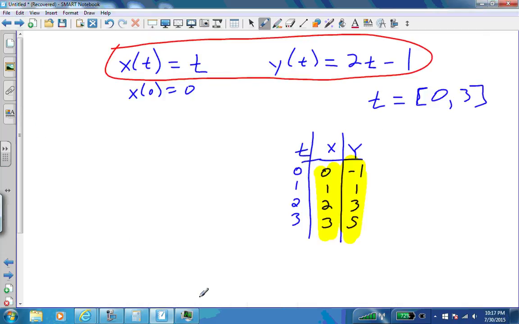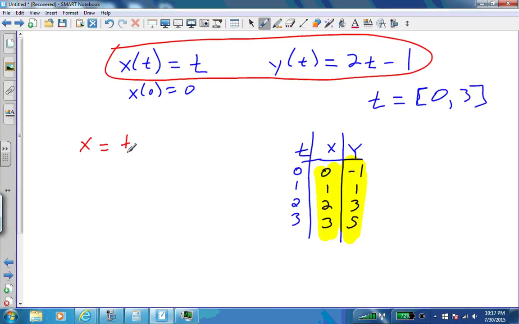Now, sometimes we might have a reason to want to remove the parameter. If we don't want to have to plot just tons and tons of points, we might look at those equations and say, well, I just want an idea of what the path looks like. I don't have to have all the details, but I do want to know in general what the path looks like. We can remove the parameter.